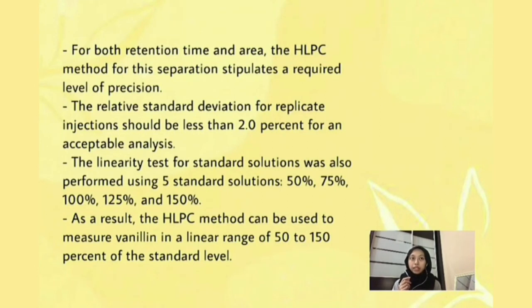And then the linearity test for standard solutions was also performed using 5 standard solutions, which are 50%, 70%, 100%, 125%, and the last one is 150%. And lastly, as a result, the HPLC method can be used to measure vanillin in a linear range of 50 to 150% of the standard level.